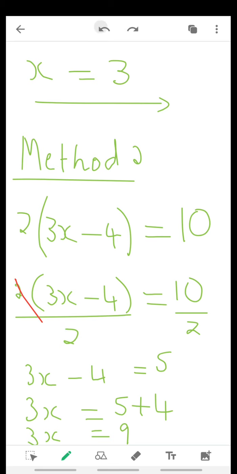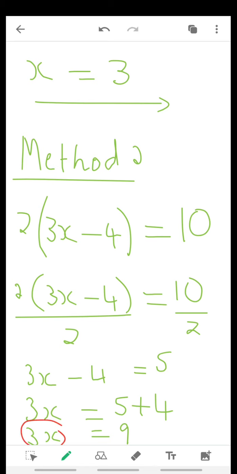So when I divide both sides by 2, I'll be left with 3x minus 4 right there. But what is 10 divided by 2? It's a 5. Okay. Then the minus 4 doesn't have an x. I'll take it to the other side. It will be plus 4. It's in 3x equals to 9.